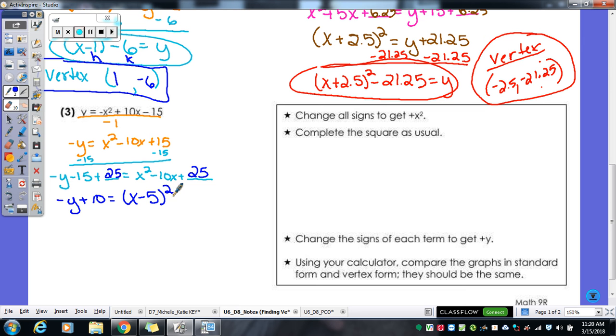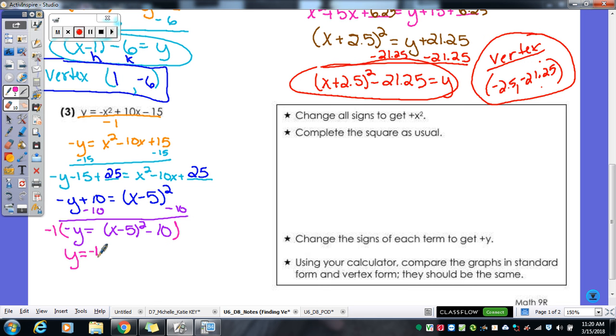What do we do with our 10? Subtract it over. So I have negative y equals x minus 5 squared minus 10. But I'm not quite done yet. Not negative y. We're going to multiply times negative 1 because we got to get that y value back to being positive. So this makes it a positive y.